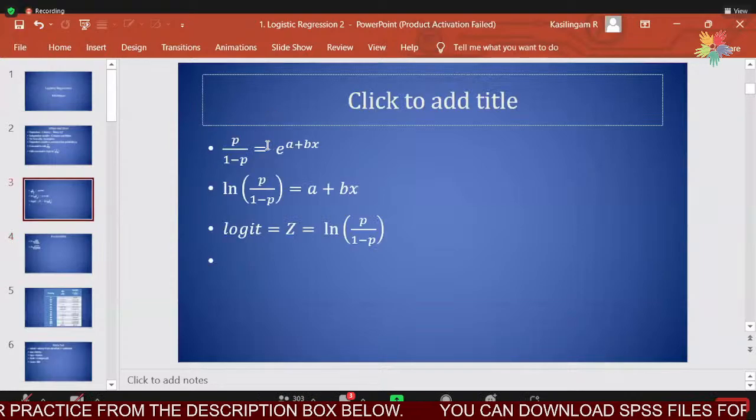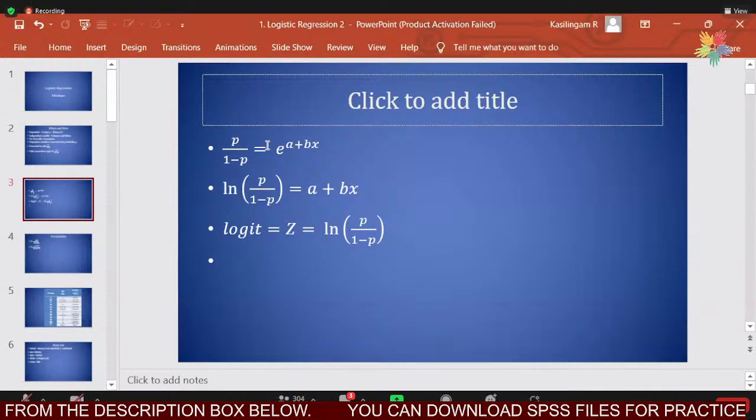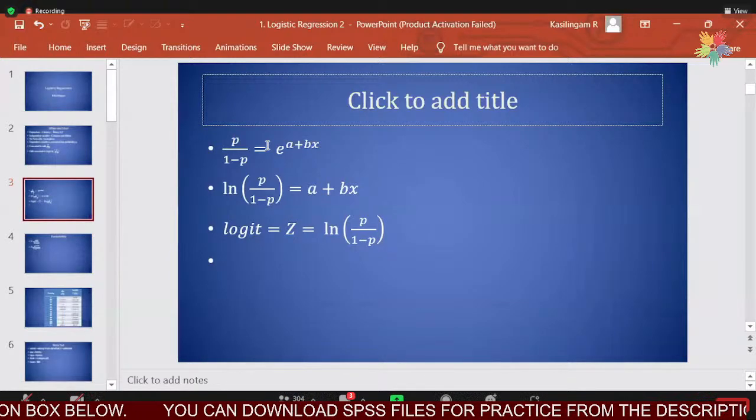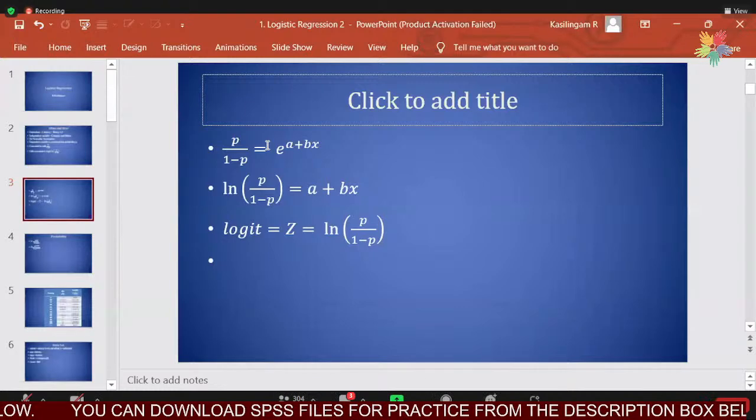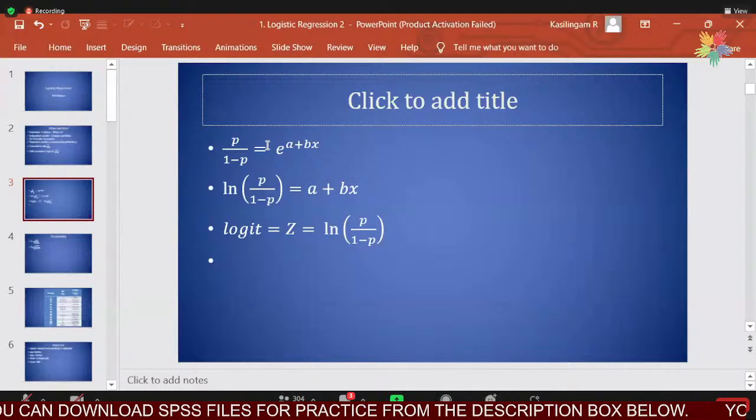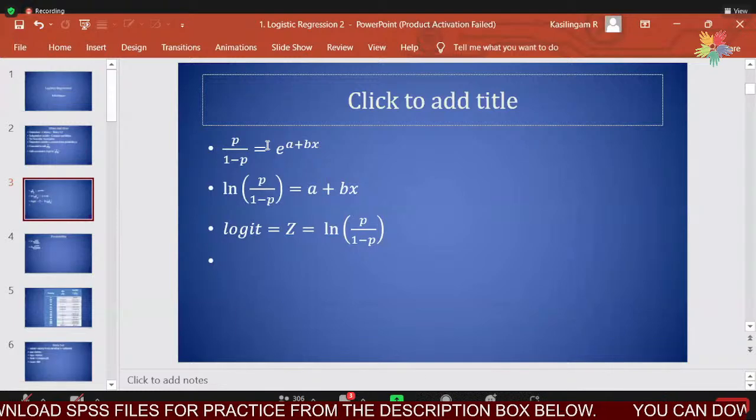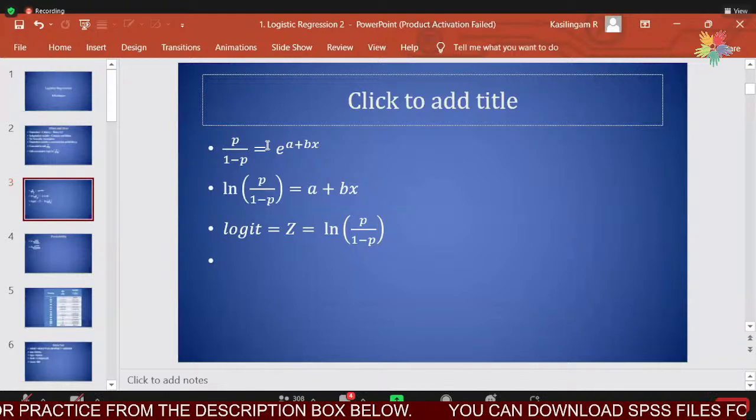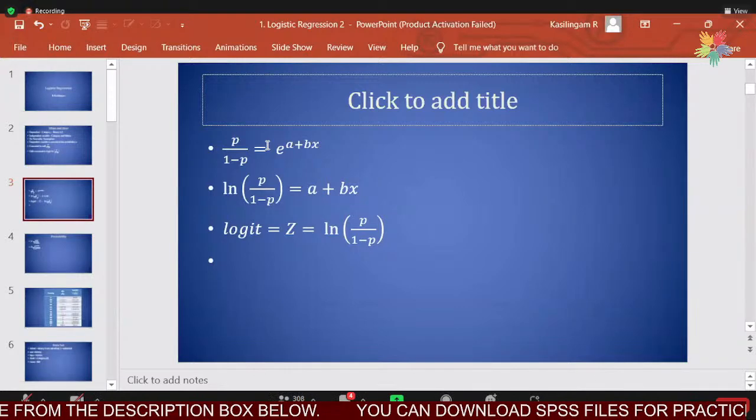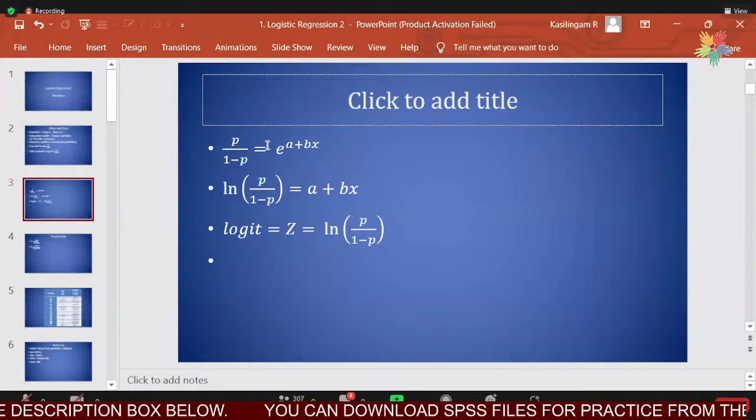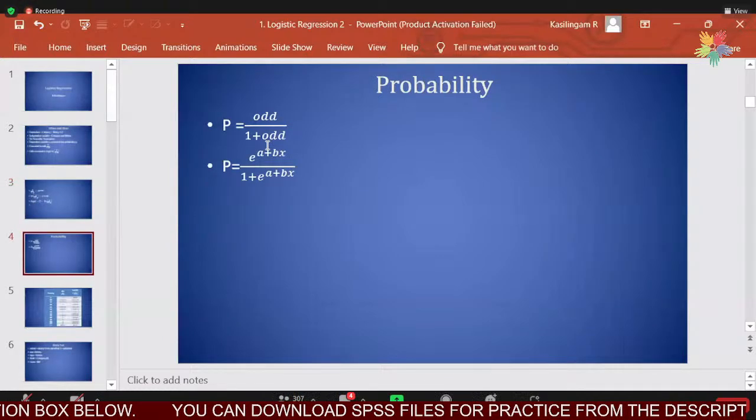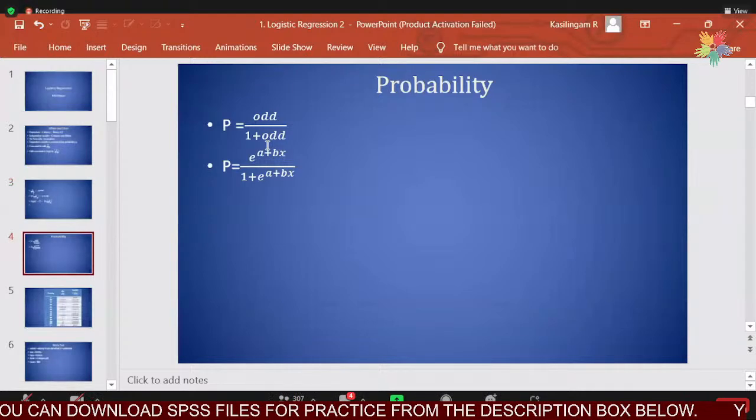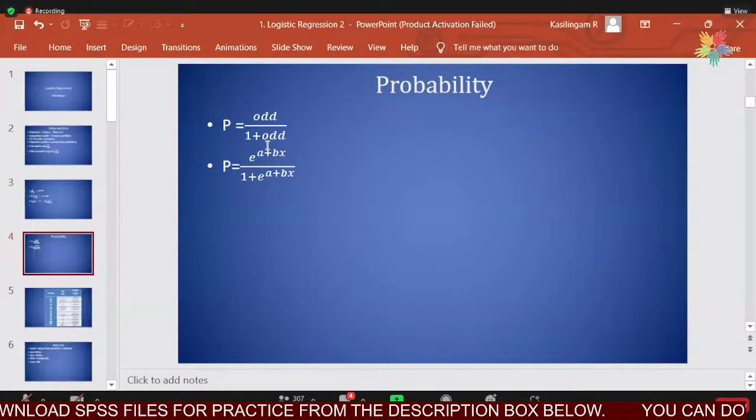Now we said odds equal to, right? When I say odds, please do not pull my leg. Odds is equal to the probability of getting admission divided by 1 minus the probability of getting admission, otherwise the probability of not getting admission. That is my odds. So odds is equal to e to the power a plus bx. So now odds divided by 1 plus odds: p is equal to e to the power a plus bx divided by 1 plus e to the power a plus bx, right? So these are all we will be using.